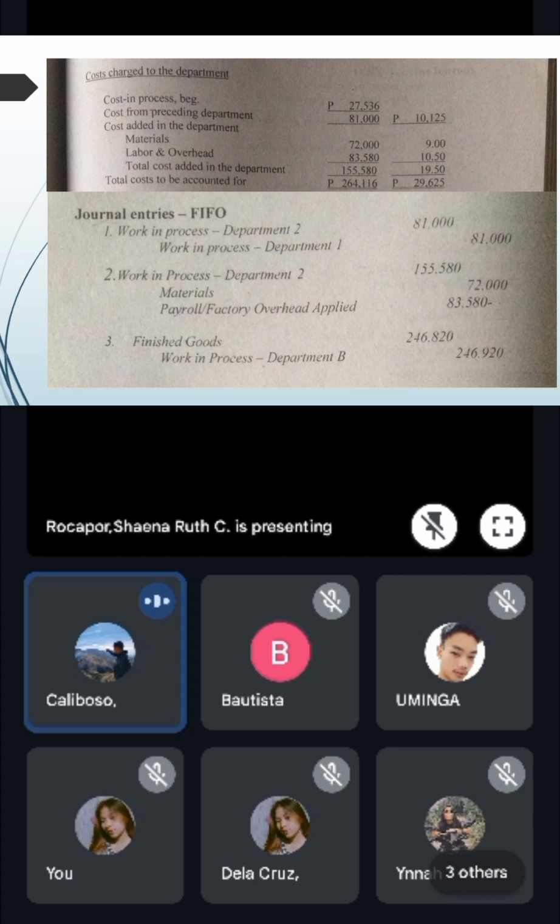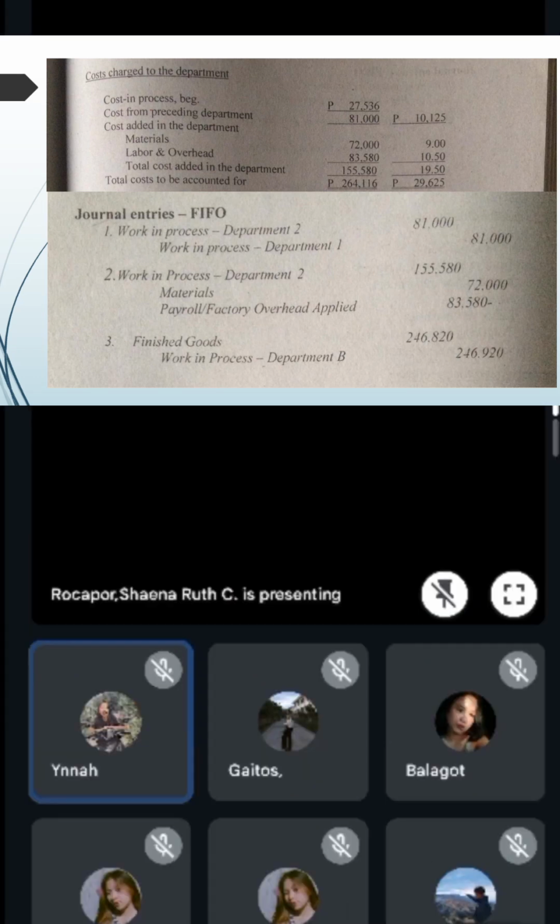Sa total cost to be accounted naman, we have 264,116. So paano nakuha yun? Inadd lang natin yung 155,580 na total ng cost added in the department. Then inadd natin yung 81,000 which is cost from preceding department. Tapos inadd ulit natin yung cost in process beginning which is 27,536. So total lahat ay 264,116. Then parang ganun din lang sa cost per unit. Para nakuha yung 29,625.